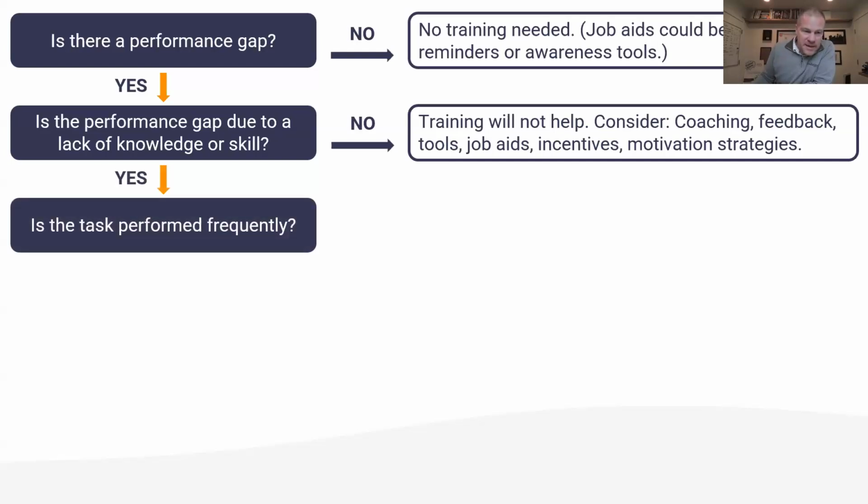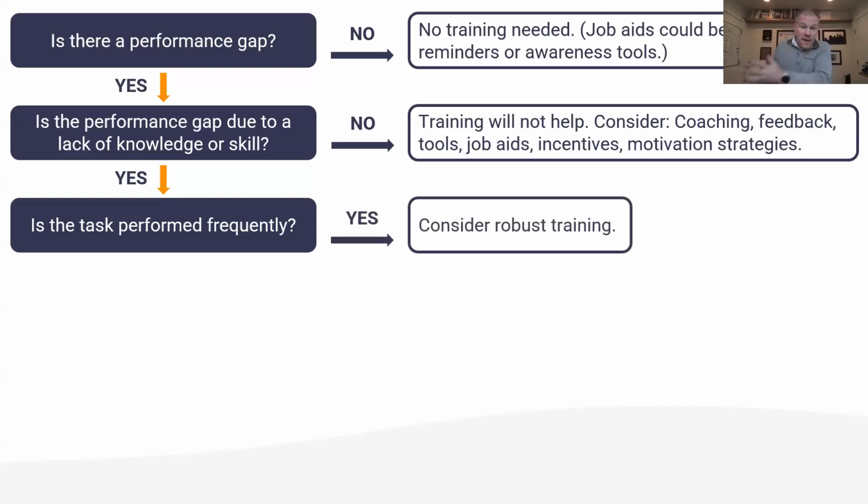If the performance gap is due to a lack of knowledge or skill, then what we want to do is ask, is the task performed frequently? Is it something that somebody needs to do a lot? If the answer is yes, you probably want training there. This is about skill or knowledge, and they need to do this a lot, so we probably do want training in that case.